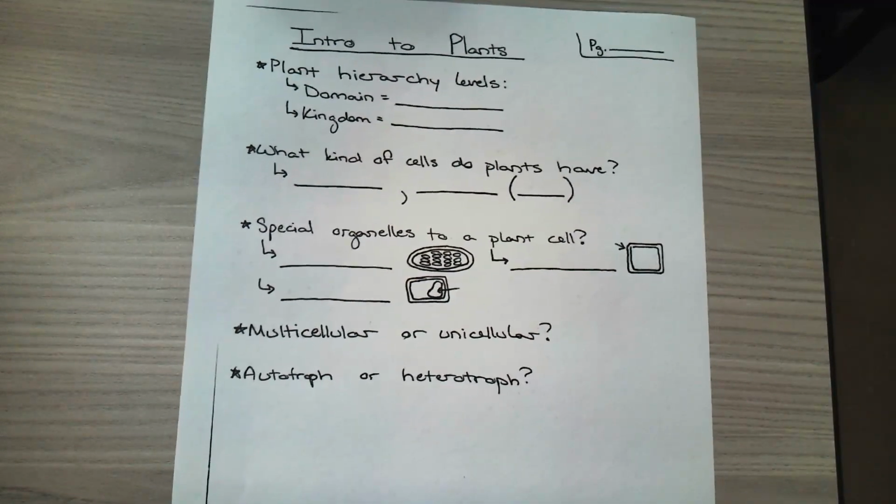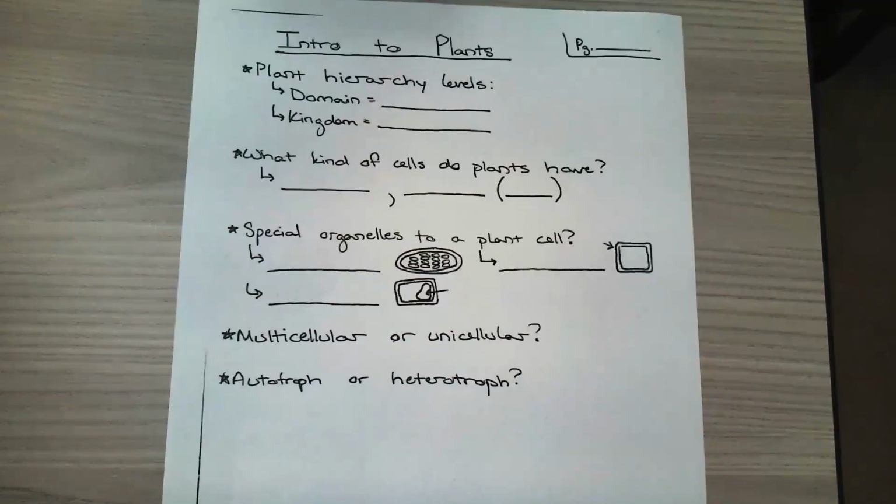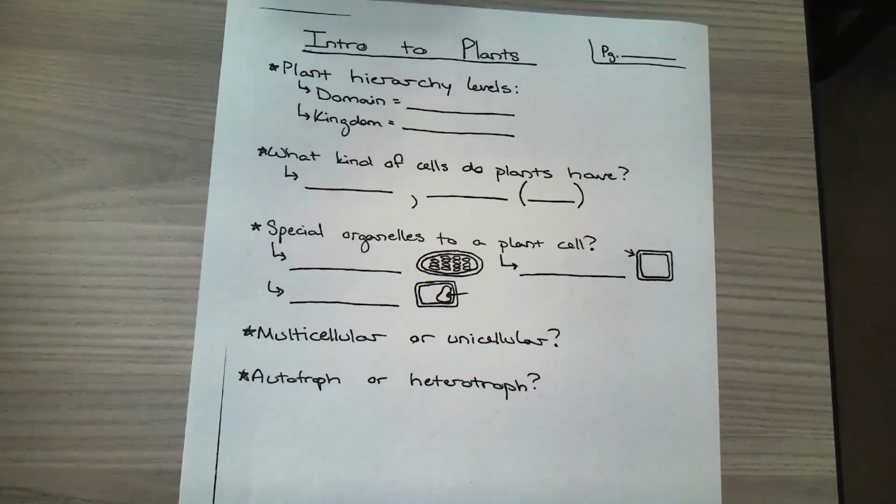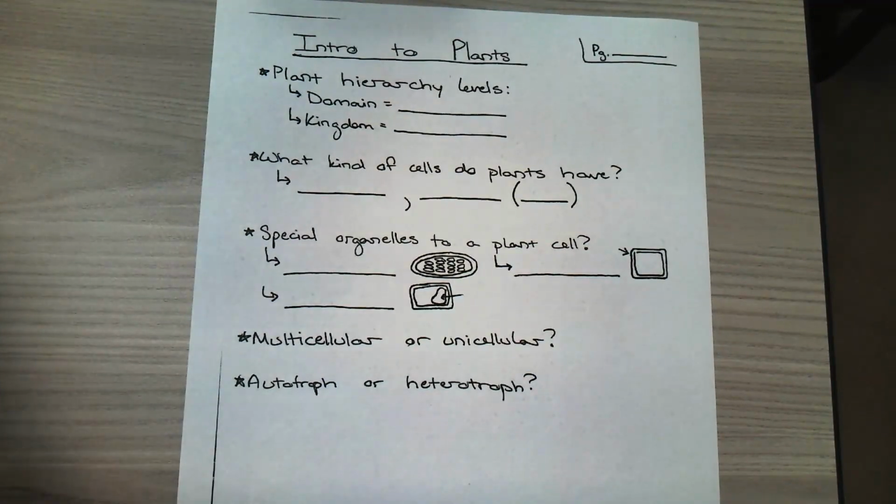You should have your intro to plants handout that looks like this. As always, we're going to fill in the blanks together. I'm going to walk you through basically a review of plants. So let's start at the top. Our plant hierarchy levels, the domain and kingdom. Hopefully you remember this from our last unit, Unit 9 or Unit 8, when we talked about classification.